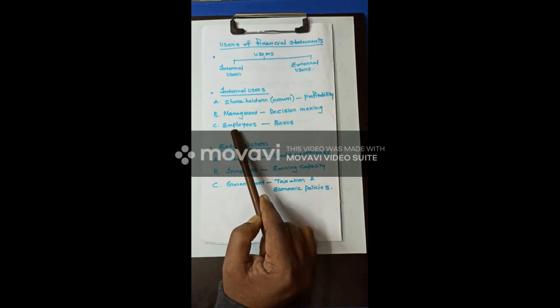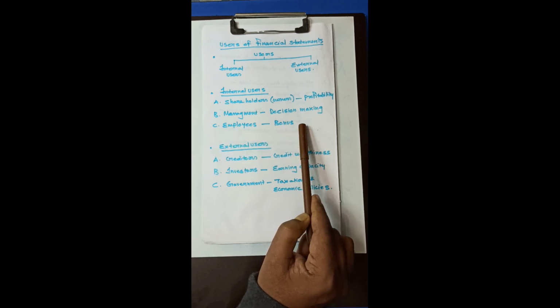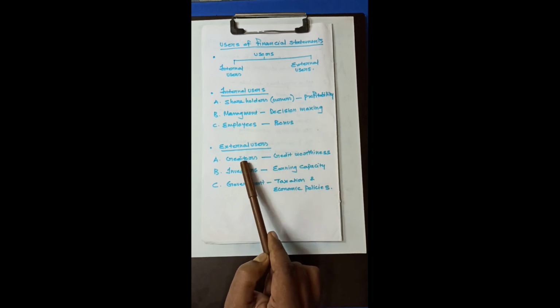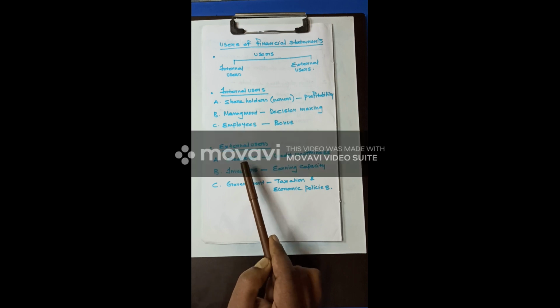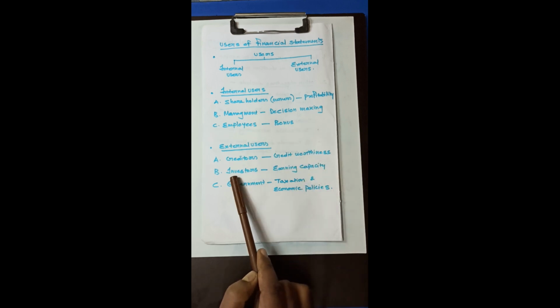Why are the employees interested in the financial statements? They're interested because of the bonus which they earn on the profit made by the company, and the incentives with regard to remuneration. The external users include creditors. Creditors are the people who want to give loans to the company, and these people look at the financial statements to understand the creditworthiness of the company, whether the company will be able to repay the loans that the creditors grant to them. Then the investors are the people who want to invest in the company.